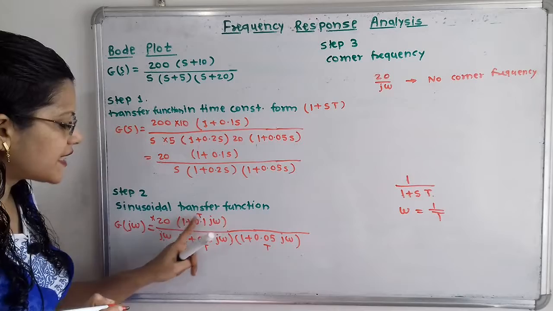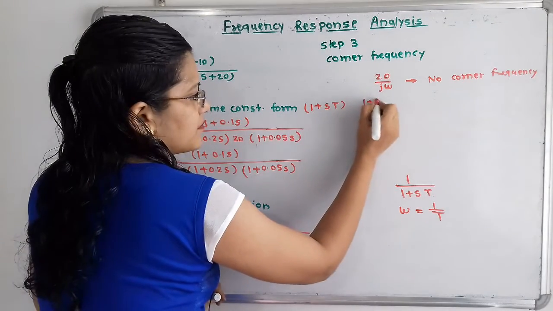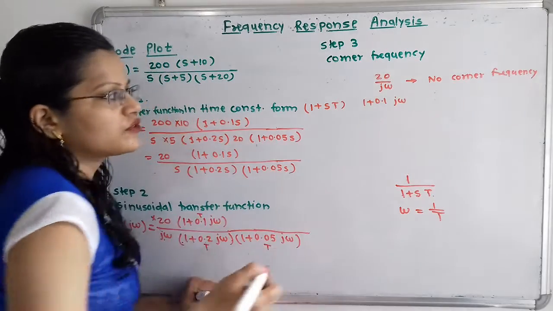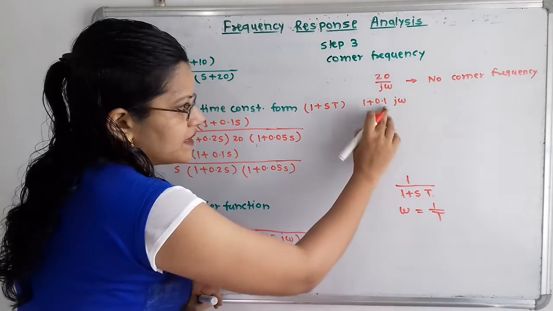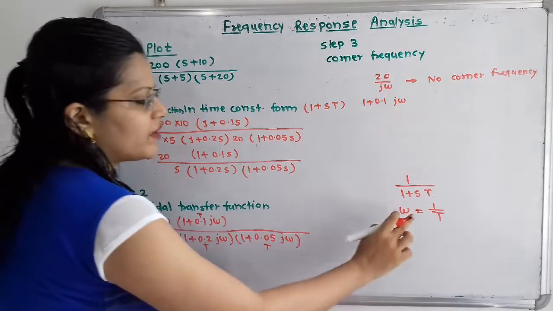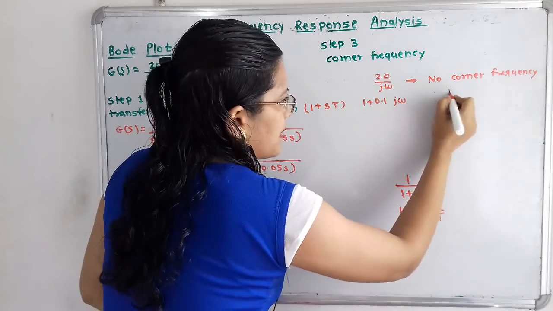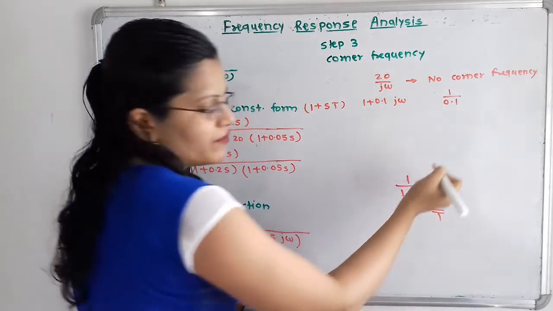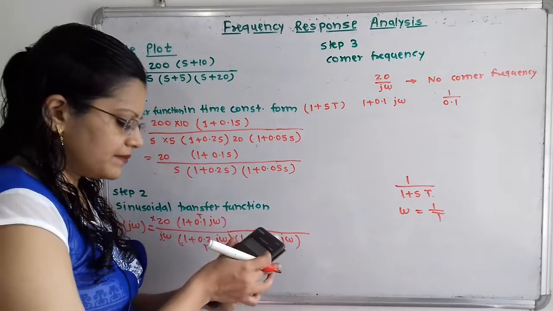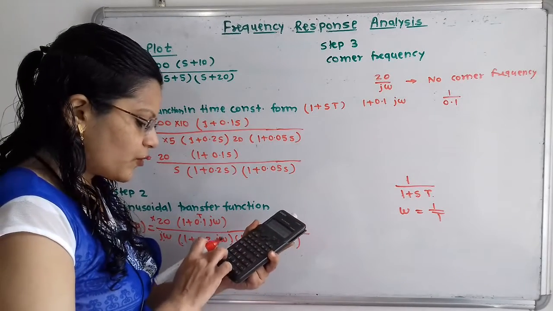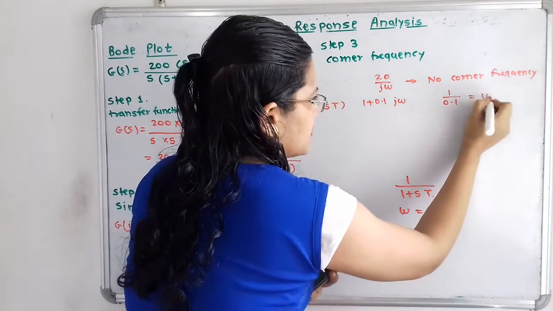Then I will write the second term, 1 plus 0.1 j omega. Here this is in the form of 1 plus sT. So this T is 0.1, therefore omega, that is the corner frequency, is 1 by T, that is 1 divided by 0.1, so we can write here as 10. So this corner frequency is 10.